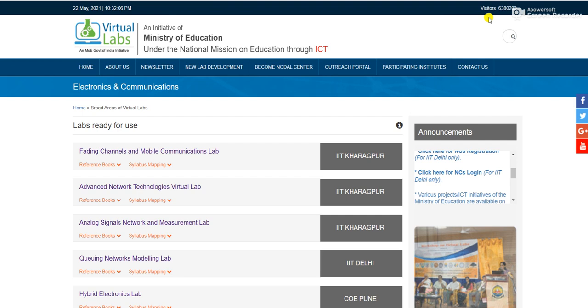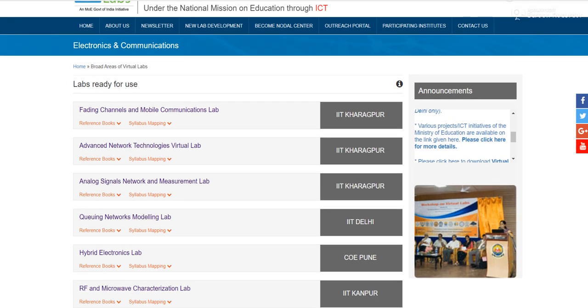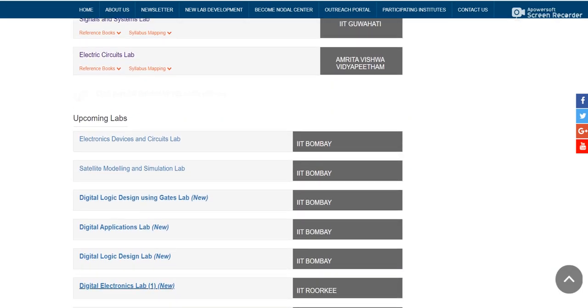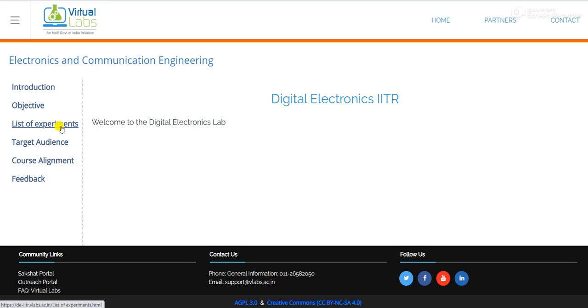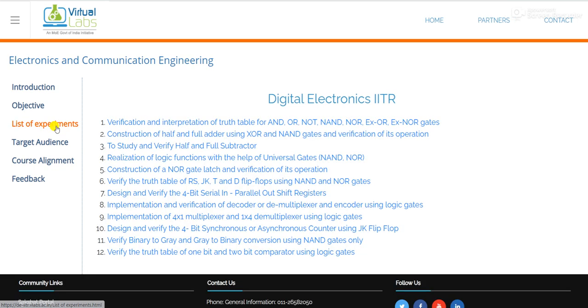Today we will discuss Digital Electronics Lab designed by IIT Roorkee. So just click on Digital Electronics Lab. So this is the list of experiments. Today we will discuss practical number 8, that is implementation and verification of decoder and encoder using logic gates.